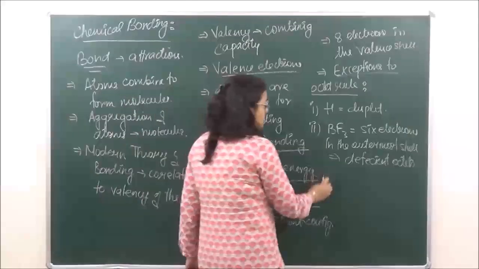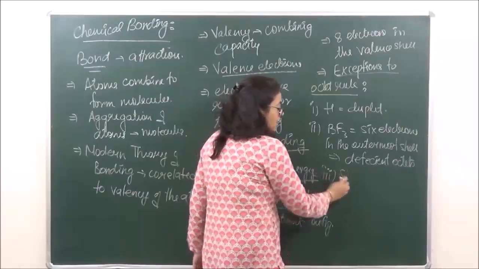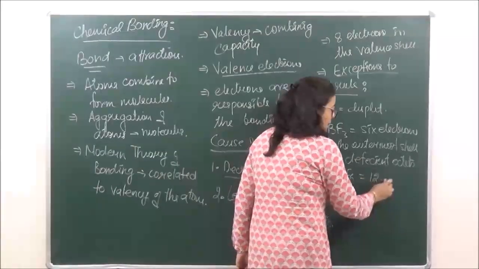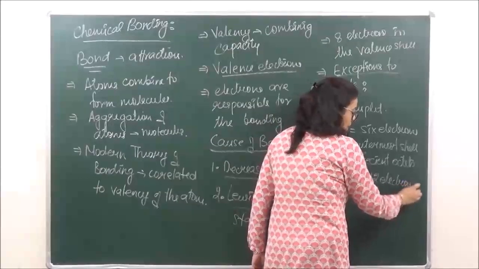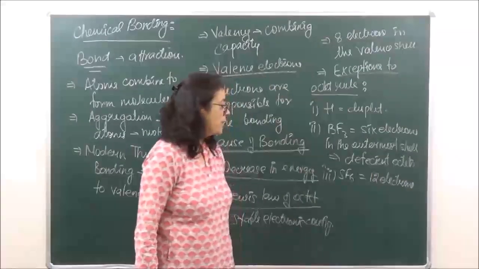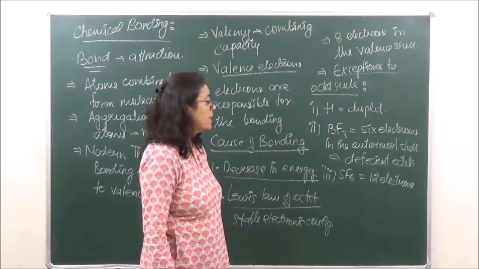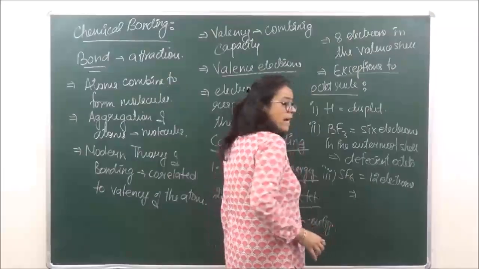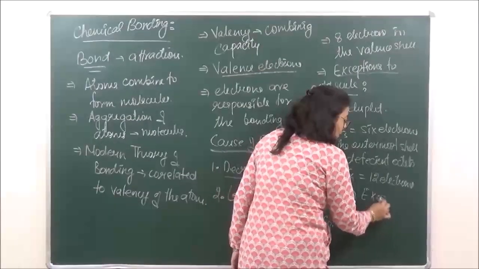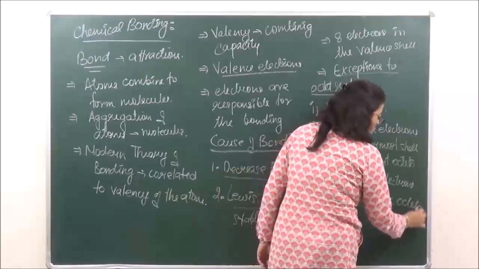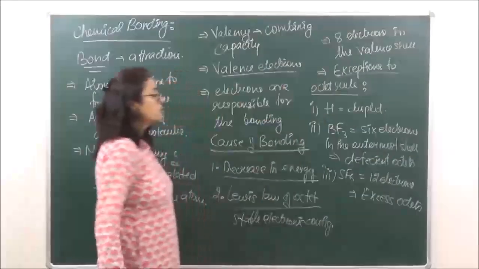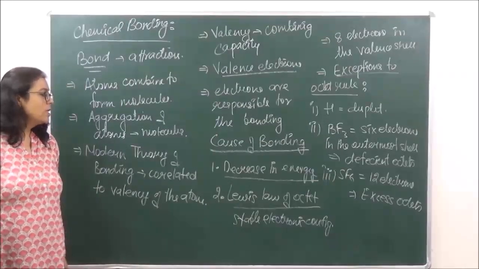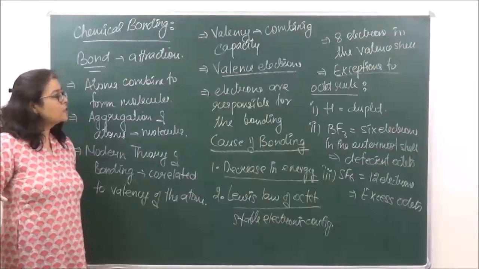Then third, there were certain molecules like SF6 which had 10 electrons, 12 electrons in the outermost shell, still it was stable. So such octets are known as excess octets. Despite these 3 violations of the octet rule, the atoms were still combining to form molecules.